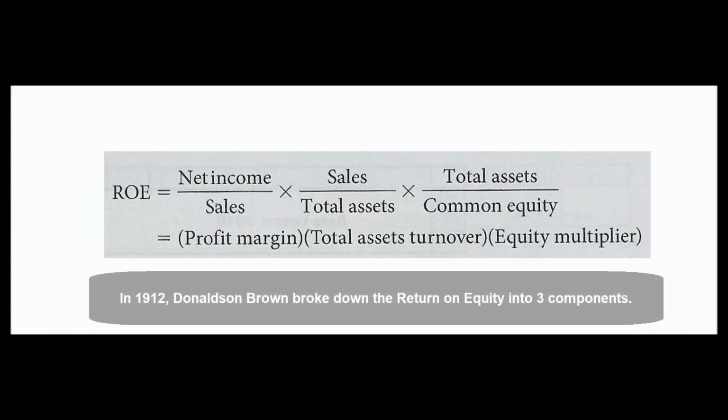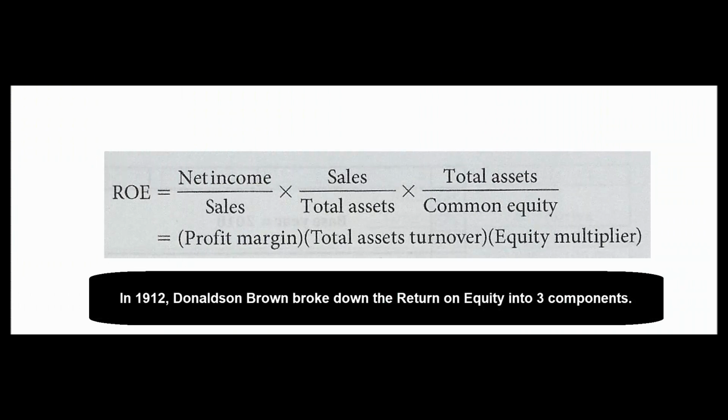Or we might pull everything together from our ratio analysis and use the DuPont equation, which comes from Donaldson Brown back in 1912 when he was working for the DuPont company. He took return on equity and broke it down into 3 components. And if you look at this, the sales in the numerator and the denominator cancel each other out. Total assets in the numerator and the denominator cancel each other out. So we're left with net income over common equity, which is our return on equity. What this formula is supposed to do is to help us see why our return on equity is higher or lower by looking at the profit margin, the total assets turnover, and what we call the equity multiplier.